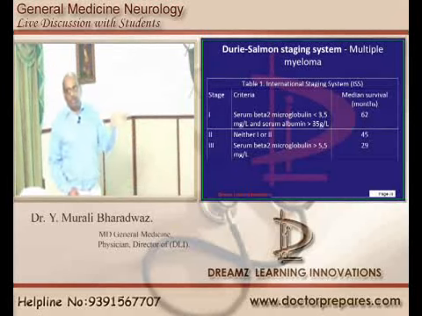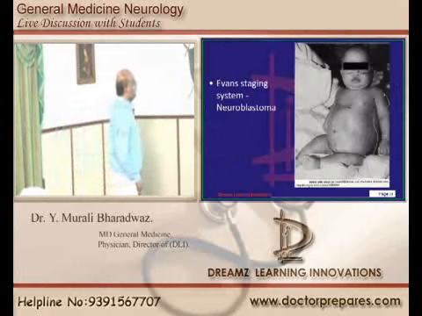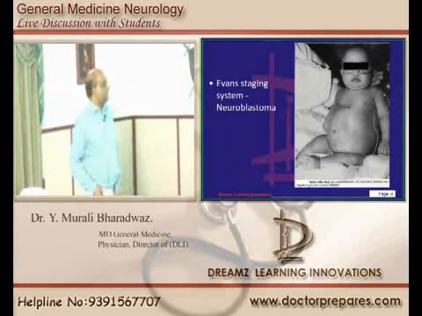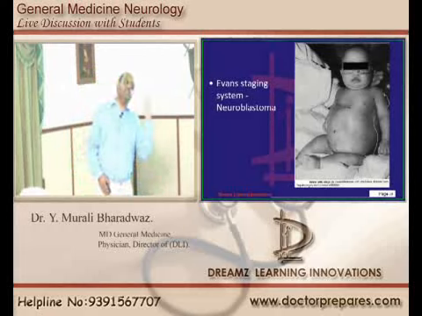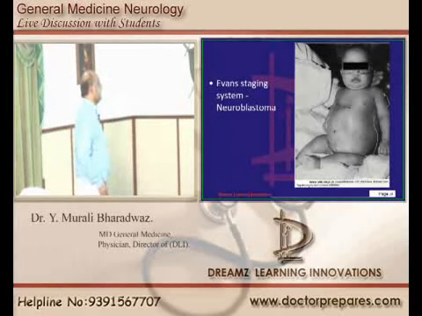factor? Beta 2 microglobulin levels. So that is very important. Then neuroblastoma, we use Evans staging, whether the liver is involved, whether metastasis is there or not. And also the International Neuroblastoma Staging System, INSS, is another system which is also used for neuroblastoma.